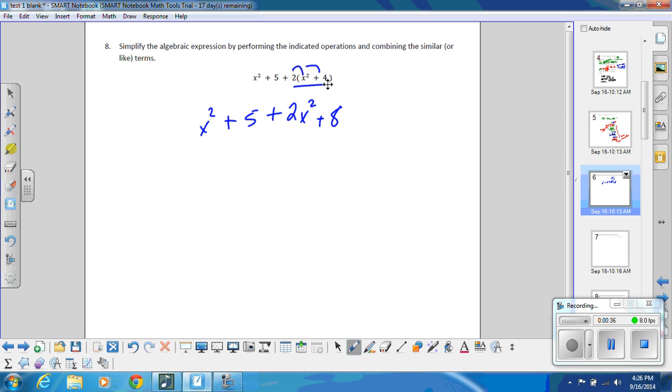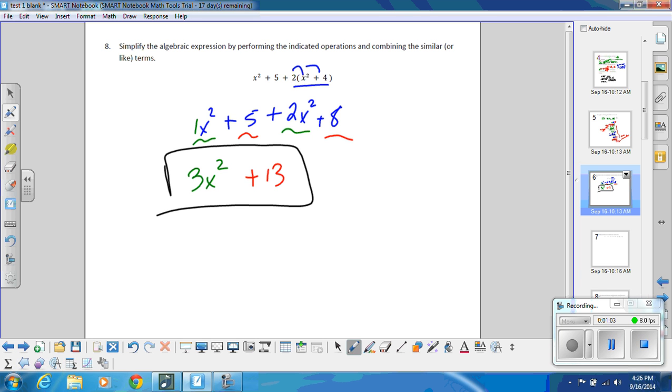Now from here I look for my like terms. Well, I have an x squared term and another x squared term, and I want you to treat that as 1x squared. And so 1x squared plus 2x squared is going to give me 3x squared, okay? Now I have two numbers, 5 and 8, so I'm going to add those together and get 13. Now I cannot add these together and get 16x squared, so don't even try to do that. This right here is your final answer. Alright, let's move on to the next one.